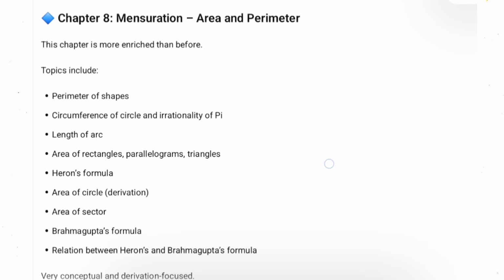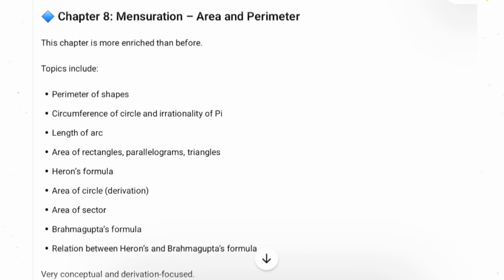Next, chapter 8 is mensuration. Here you are going to deal with area and perimeter. So perimeter of shapes, circumference of circle and irrationality of pi, length of arc, area of triangle, parallelogram, rectangle, Heron's formula, area of circle with derivation, area of sector, Brahmagupta's formula, relationship between Heron's and Brahmagupta's formula. This chapter is very conceptual and derivation focused.